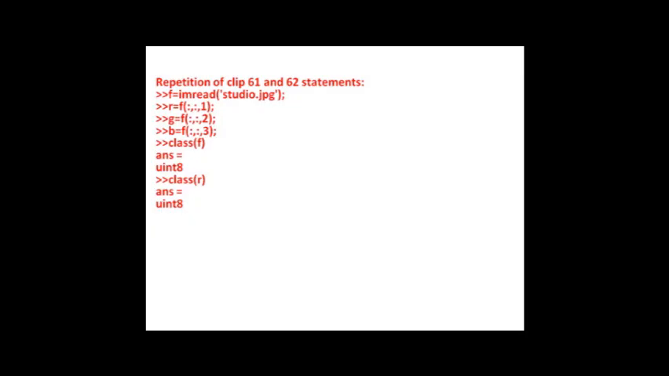On the screen you see the repetition of clip 61 and 62 statements. In the first command line we read the image studio.jpg and assign the data to workspace variable f. In the second, third and fourth command lines we extract the red, green and blue image data respectively. In the fifth command line we exercise an embedded function class over f.